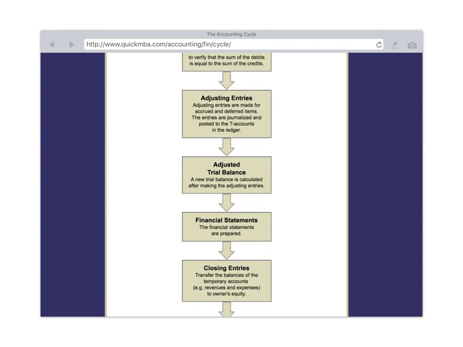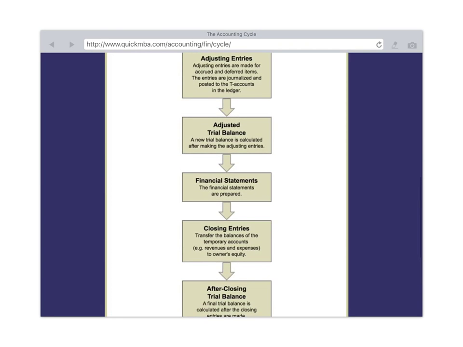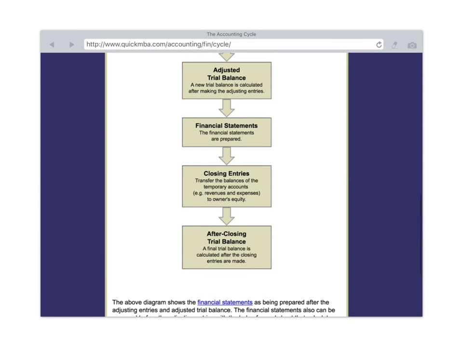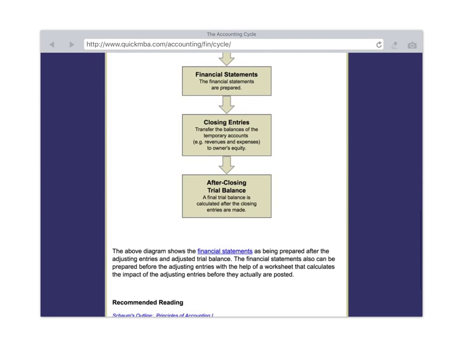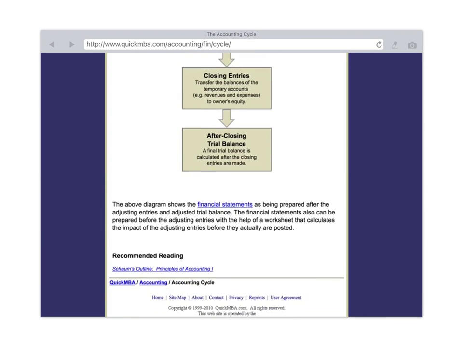If they don't, you make adjusting entries. Next, you prepare an adjusted trial balance, again, just to double check your math. Then you create the various financial statements: balance sheet, income statement, cash flow. At the very end, you make closing entries that transfer the balances of the temporary accounts to owner's equity. And at the very, very end, you create a final trial balance to get ready to start the process over yet again.